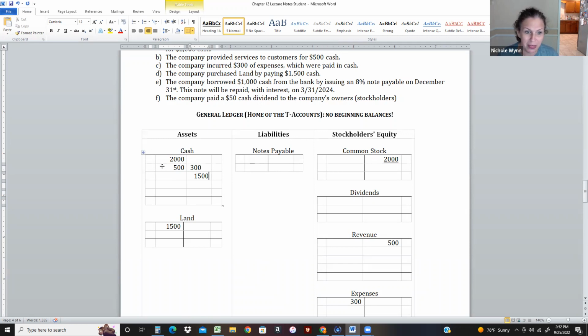We're going to borrow $1,000 in cash. So cash is going to go up and it's through the bank. So I'm going to credit notes payable because I'm going to have to pay it back. Now it says the company borrowed $1,000 on December 31. So we're not going to have to worry about any interest or anything until later because we're not going to pay any interest right now. So we're just borrowing the money. And then it says we paid a dividend. So when you pay $50 as a credit there, ADE are debits, and so dividends is a debit.